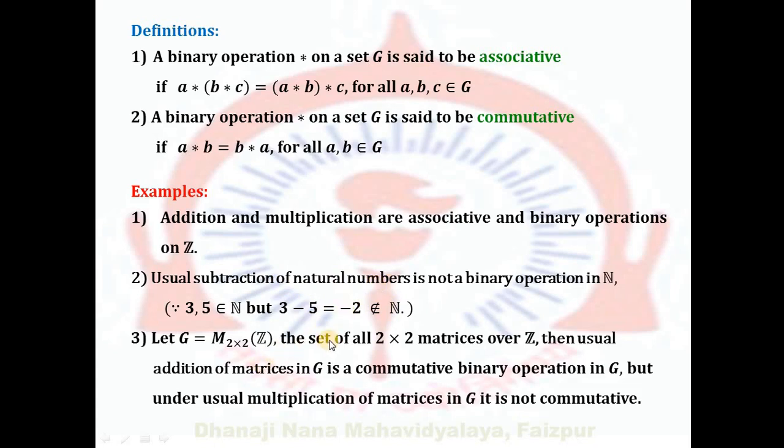Let G be the set of all 2 cross 2 matrices over Z. Then usual addition of matrices in G is a commutative binary operation in G, but under usual multiplication of matrices in G, it is not commutative, because we know that matrix multiplication may not be commutative.